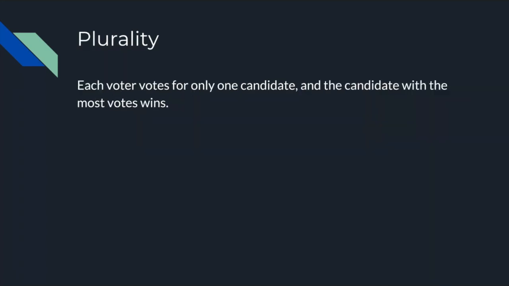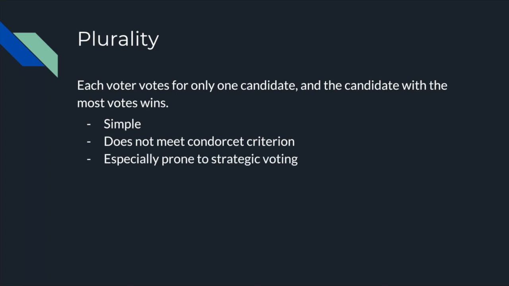So to start off, we have plurality. Each voter votes for only one candidate, and the candidate with the most votes wins. It is the simplest system and is typically what most people think of when talking about voting. Unfortunately, it does not meet the Condorcet criterion, is susceptible to strategic voting, and gerrymandering is very easy to do.